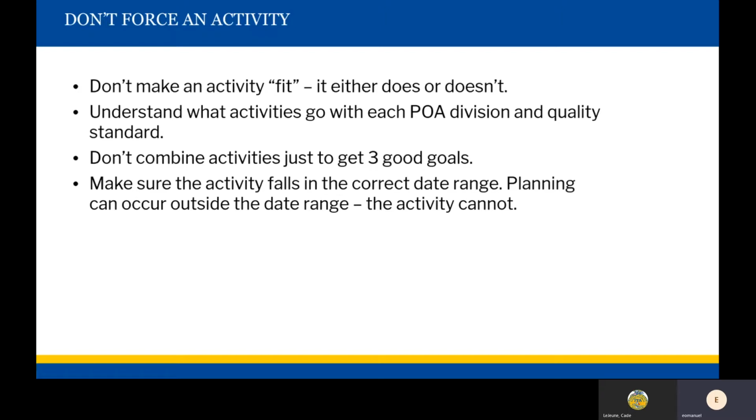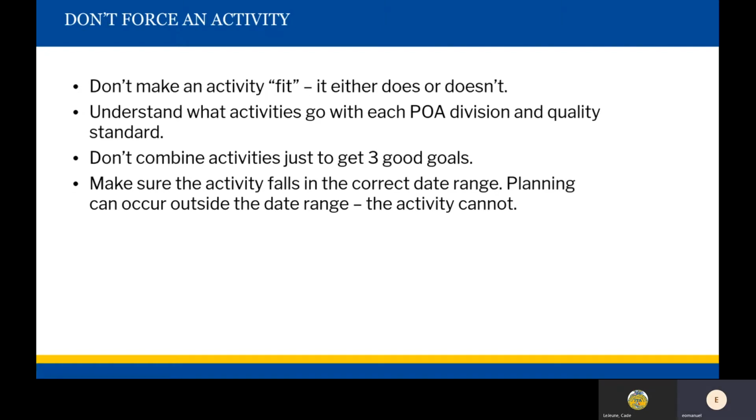Don't combine activities to get 3 good goals. There's a deduction for using more than one activity in one spot, so if it happens on different days and it's not related, there's a good chance that you can get a deduction for that. And it's 25 points per time that it happens, and that is a lot of points. Especially when it comes down to our state judge, and we get really close, you want to make sure that you're not combining activities just to get those 3 good goals.